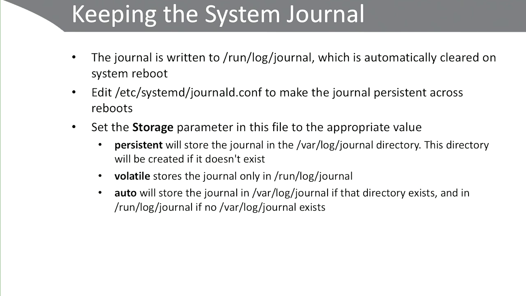If this directory does not exist, it will be created for you. Then there is volatile. Volatile stores the journal only in /run/log/journal, and that means that after a reboot your journal is gone and you'll have a new journal that starts at the moment of booting. The default option is auto, and this option will store the journal in /var/log/journal if that directory exists, and in /run/log/journal if no /var/log/journal exists.